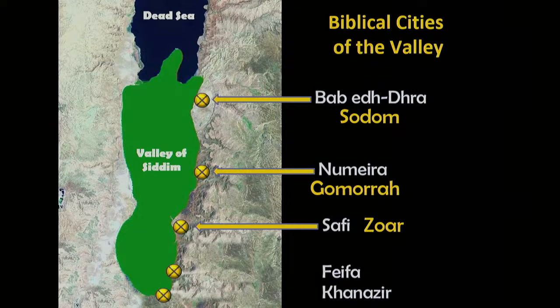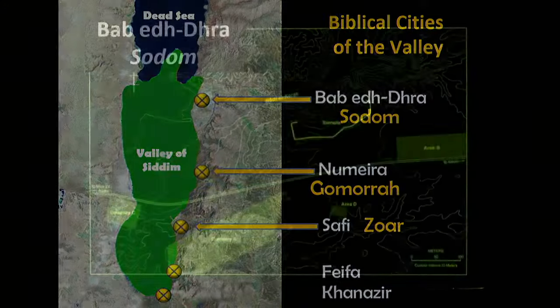A linguistic connection can be argued to connect Numera with Gomorrah, since many times ancient names are preserved in modern Arabic place names, and the consonants in the names Gomorrah and Numera are shared. So he argues for a linguistic connection of those 2 names in particular.